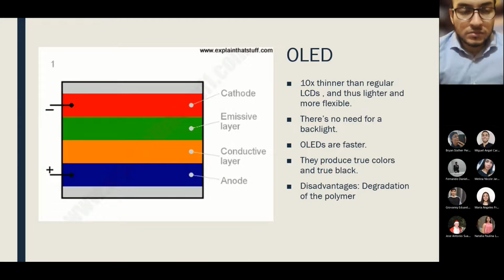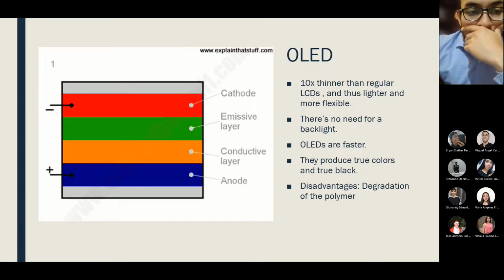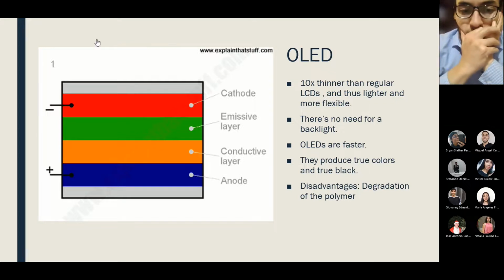So basically what happens is that when power is applied, the electrons from the anode go to the cathode, and this flow of electrons, while they pass through the emissive layer, generate these energy pulses. That's why LEDs and OLEDs have a frequency, and when you record them, they seem to be turning on and off, because it depends on how fast the electrons move from the anode to the cathode through the emissive layer.